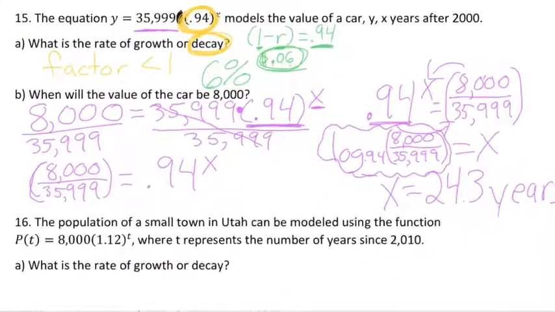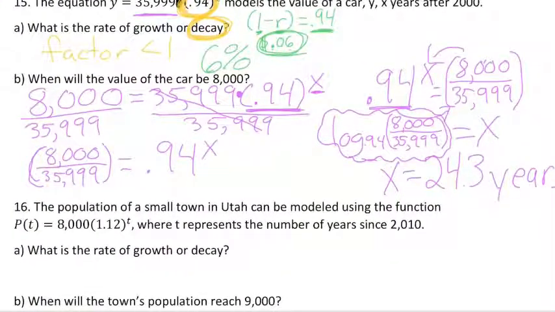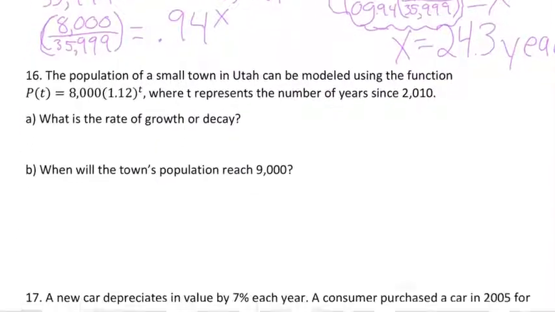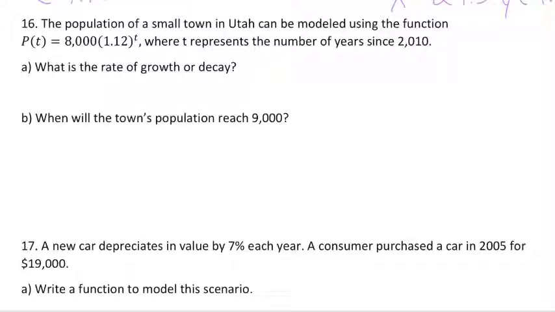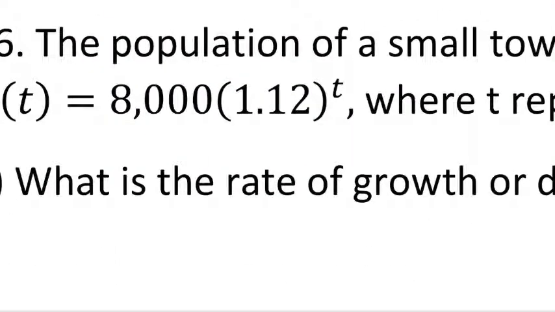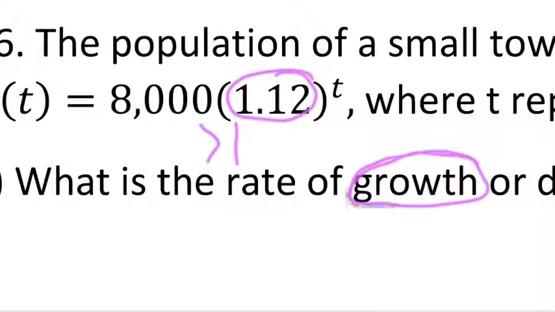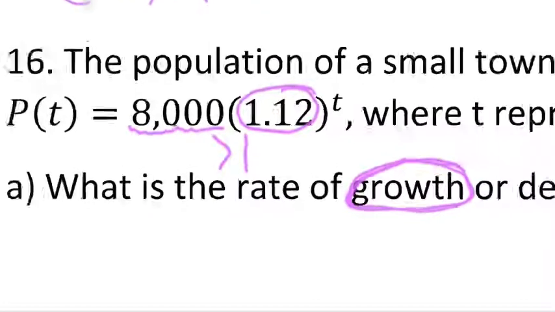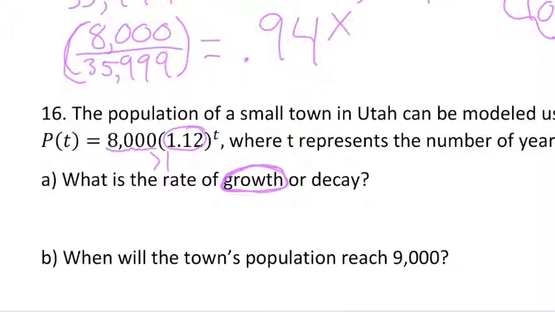So that would be our work and our answers for 15. For 16, we're thankfully already given our equation, so we've just got to answer some questions about it. Same thing that we did with 15. We're looking at our factor, which is 1.12. It is greater than 1, so it is going to be growth. Our starting value is going to keep growing. By the way, if you forgot, our starting value is 8,000. We're talking about the population of a small town in Utah.